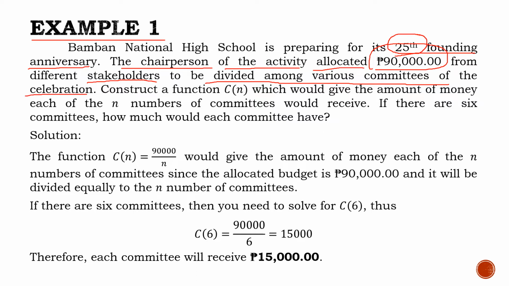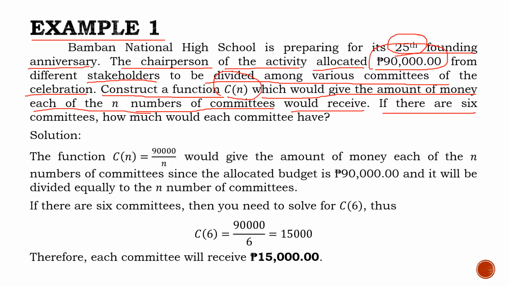Because once we celebrate something, there is a committee for this, for example, for transportation, for food, for the program, for the awarding of certificates. So there are committees involved in this problem. We're asked to construct a function C of n, which would give the amount of money each of the n committees would receive. Because we want to distribute this allocation of 90,000 pesos equally for all the committees involved in this celebration of the 25th founding anniversary of Bamban National High School.